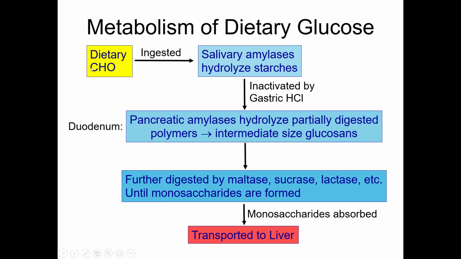When dietary carbohydrates are ingested, salivary amylase starts to hydrolyze the starch. Salivary amylase is inactivated by gastric hydrochloric acid though, so once it gets to the stomach it is inactivated. Carbohydrate digestion will continue once it gets to the duodenum. Pancreatic amylases hydrolyze partially digested polymers into intermediate-sized glucosans, and then it's further digested in the small intestine by maltase, sucrase, lactase, and other such carbohydrate digesting enzymes until monosaccharides are formed. Monosaccharides are then absorbed by the intestinal lumen and transported through the bloodstream to the liver.